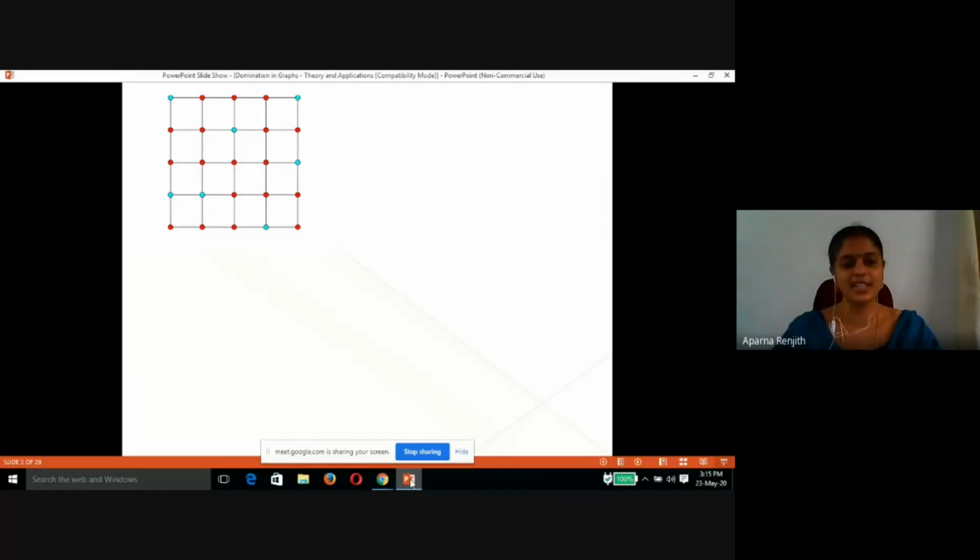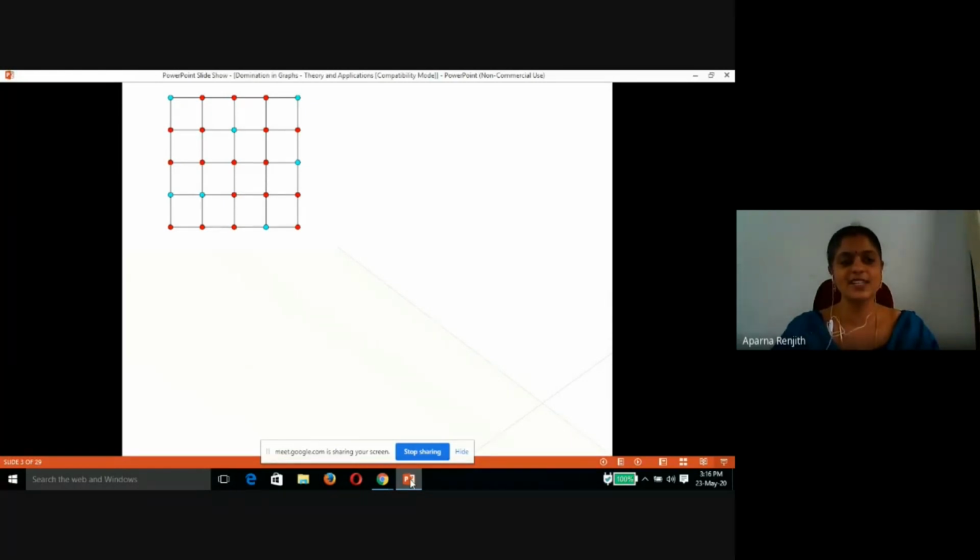Here you can see a 5 by 5 grid. For better understanding, I have given colors to the vertices. Just look at the blue vertices. These blue vertices are my set S. All other vertices I have given color red.